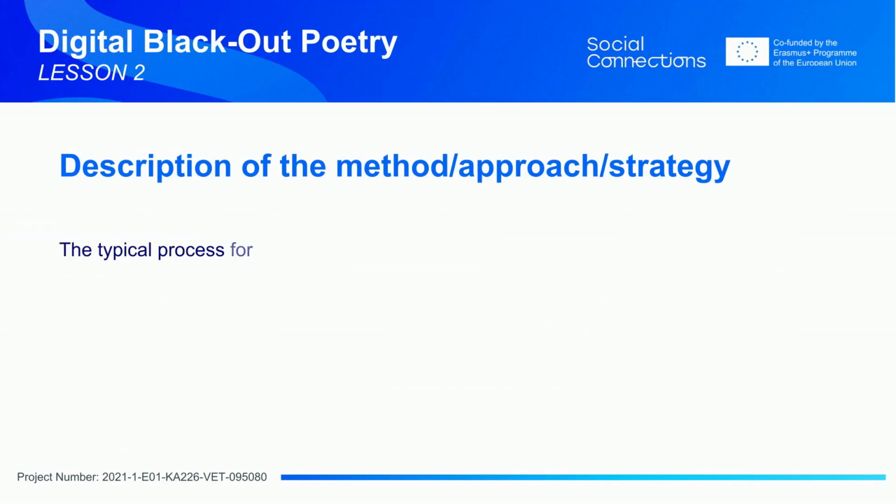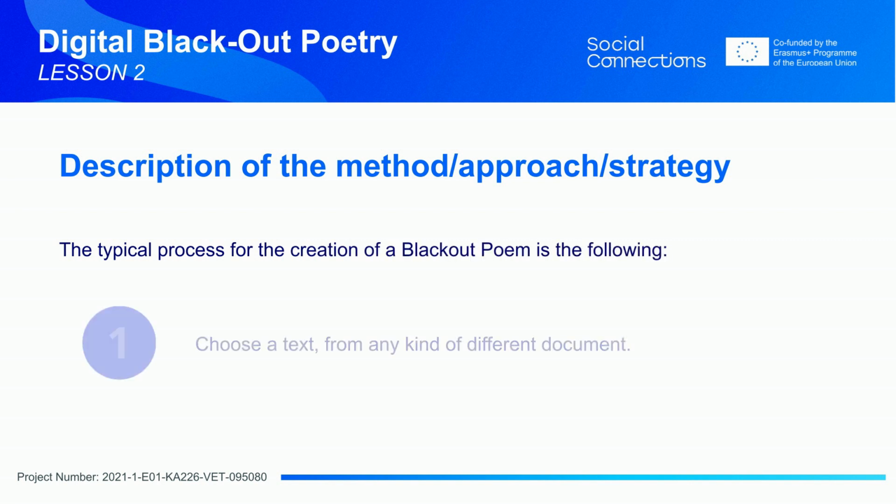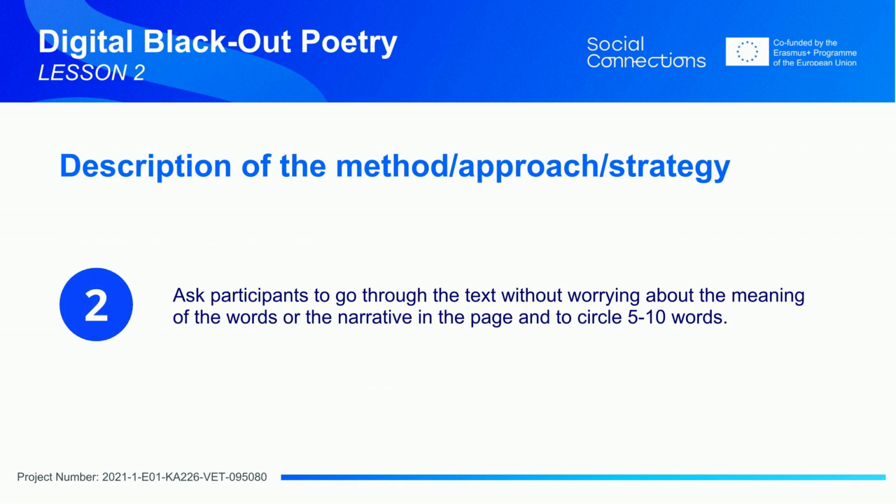The typical process for the creation of a blackout poem is the following. First, choose a text from any kind of document. The text can be chosen by the facilitator, for example, using a text related to a topic of the group or the intervention. Or it can be chosen by the participants, who can be encouraged to choose one which is meaningful to them. Ask participants to go through the text without worrying about the meaning of the words or the narrative on the page. Encourage them to notice those words that catch their attention and just underline or circle them. 5 to 10 words are more than enough.